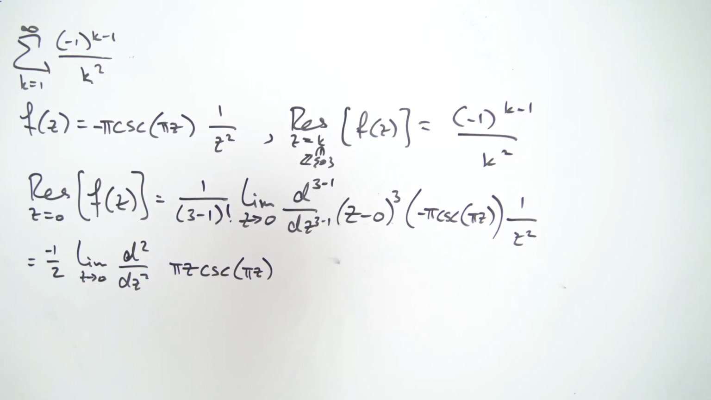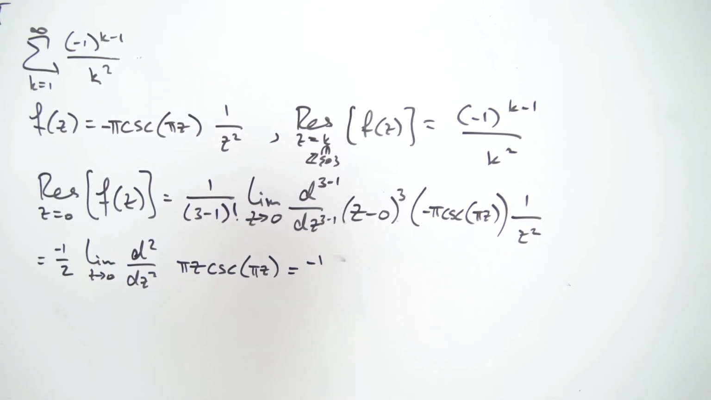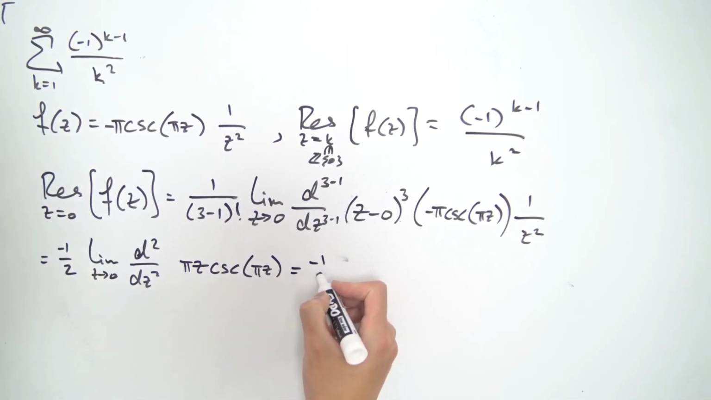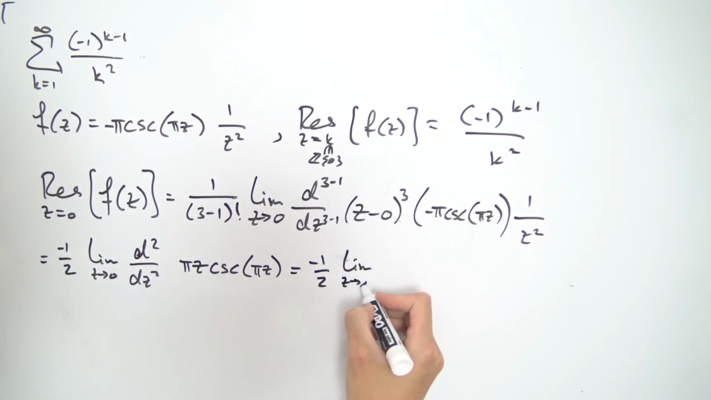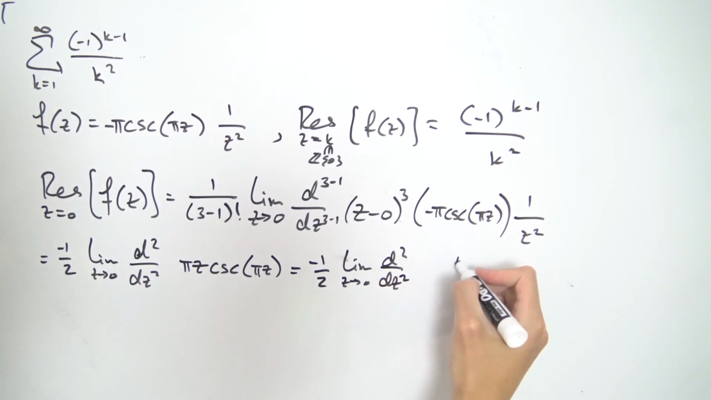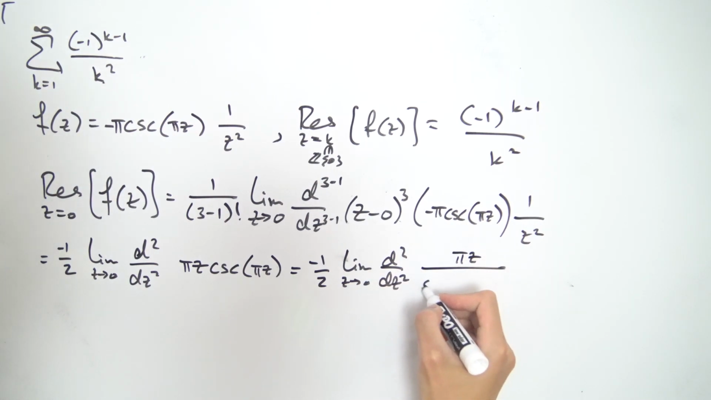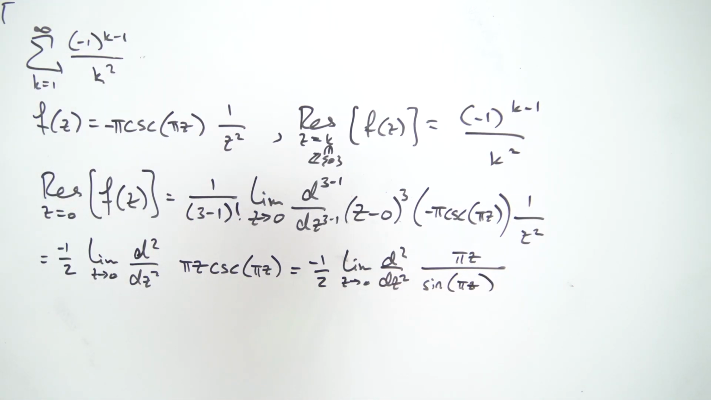Alright, very nice, and now what can we do? What I want to do is rewrite this cosecant as 1 over sine, because we're going to be expanding things out in terms of Taylor series later on, which will be quite fun. So we have minus 1/2, limit as z approaches 0, second derivative of pi z over the sine of pi z. Okay, and now we're going to expand out sine in terms of its Taylor series, and you'll see why we're doing this later.